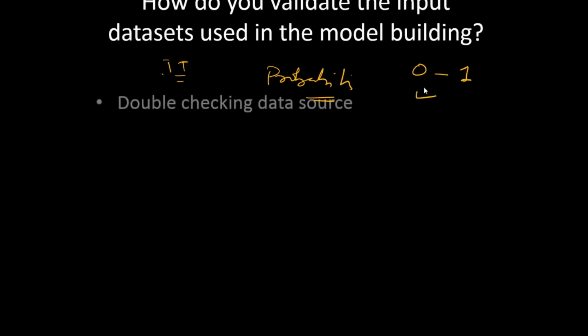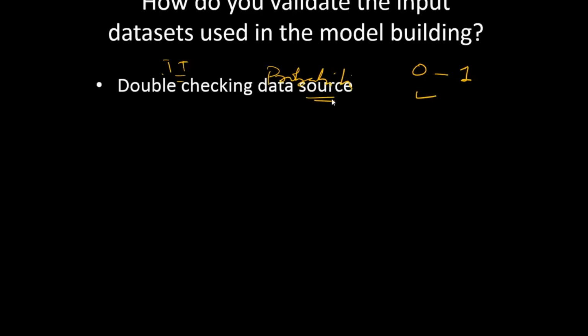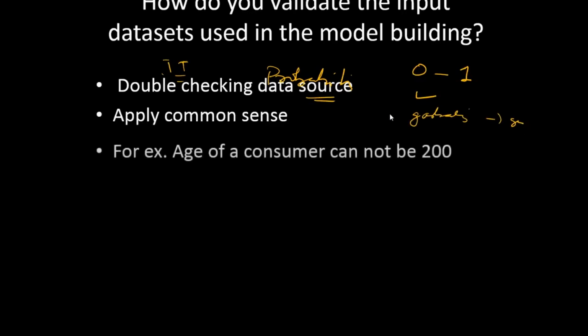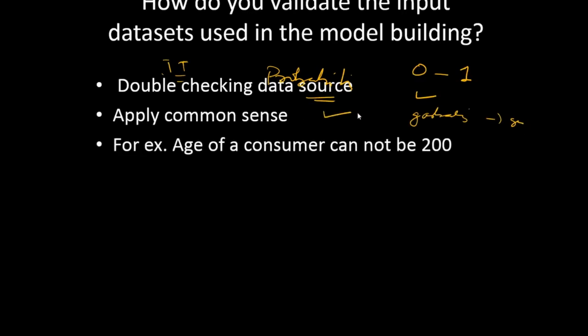So that's important. Ensure that you double check your data source, whether the source itself is correct or is a reliable source. Otherwise it will be like garbage in and garbage out, so model results will be erroneous. Then apply common sense sometimes. For example, the age of customers cannot be 200, right? That's wrong data, so you also ensure that.